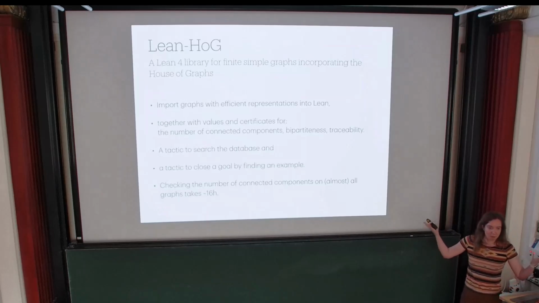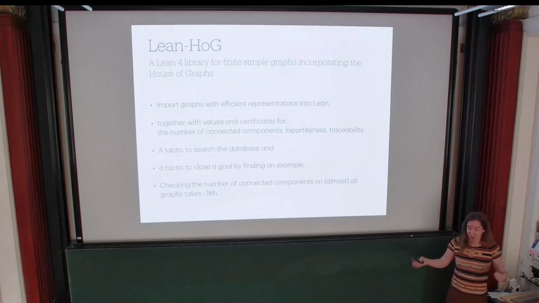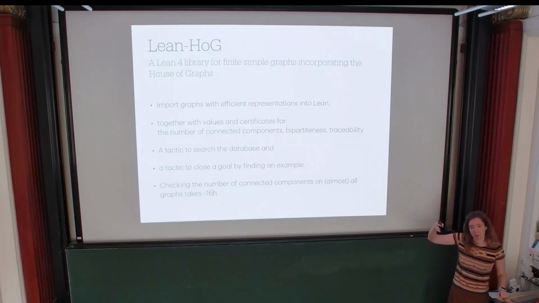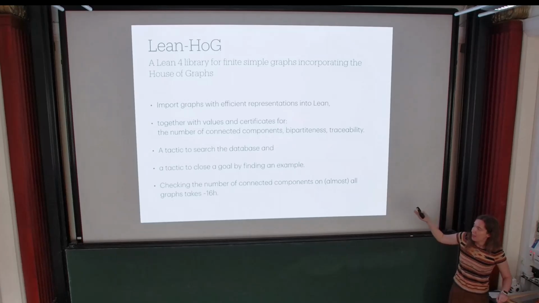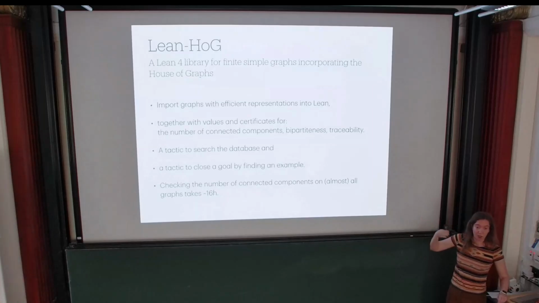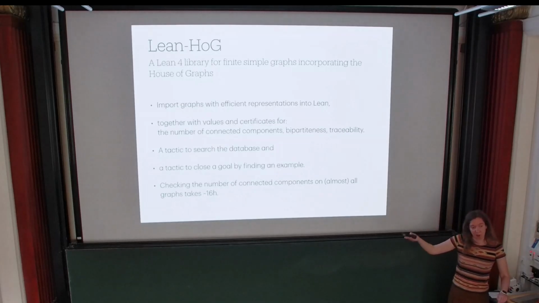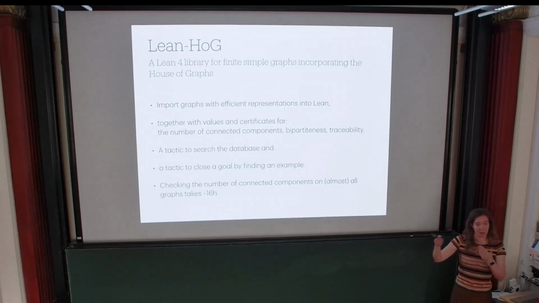Okay, so we started a, for now, relatively small library that allows you to import graphs from the House of Graphs into efficient representations that you can compute with or check certificates on in Lean. Together with those certificates, so we get the certificates from the outside. The outside might be a SAT solver. And then Jure has also prepared two nice tactics. One that allows you to search the database from within Lean and get examples in the info view, or to close a goal when a goal can be closed by finding an example.